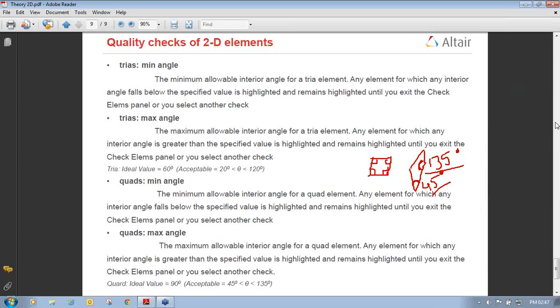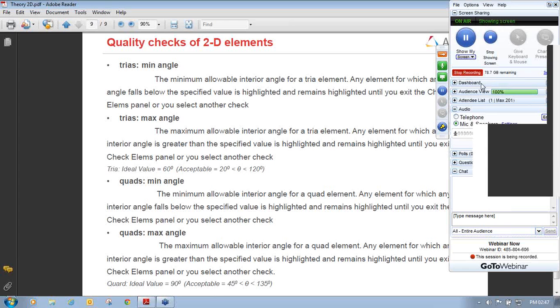So in this way we have ended with the theory of 3D element. Thank you.